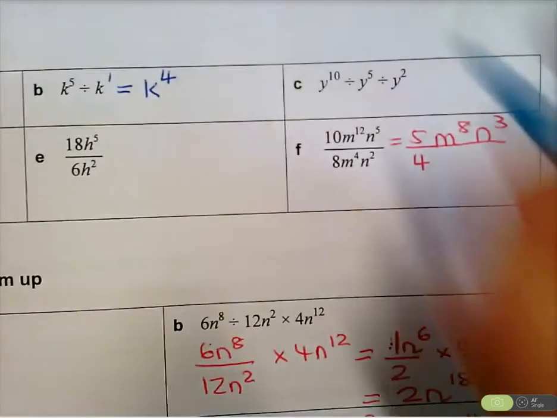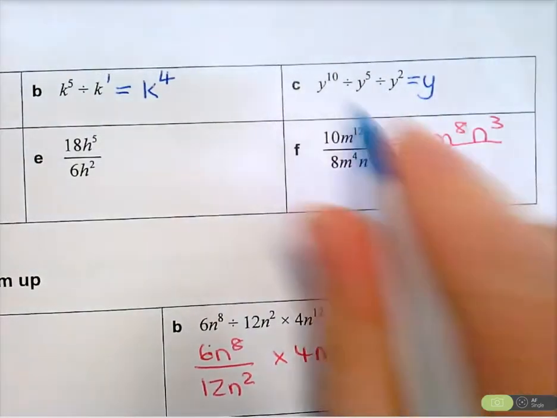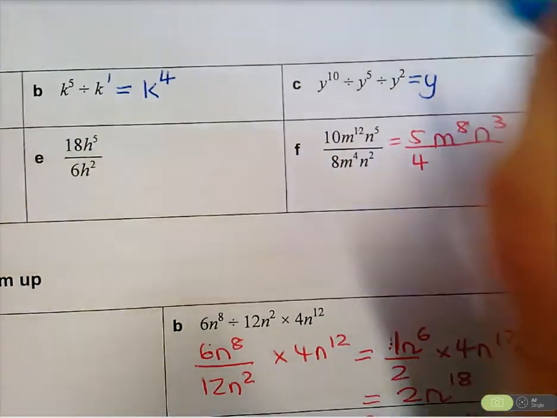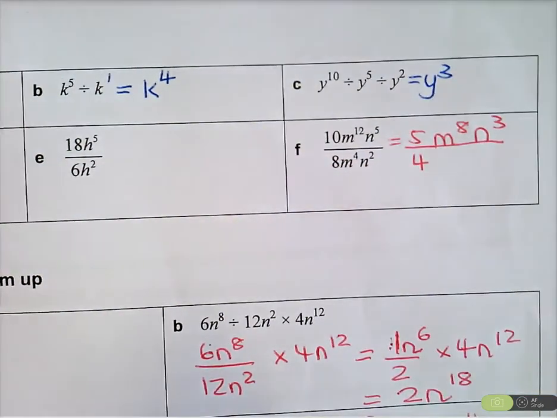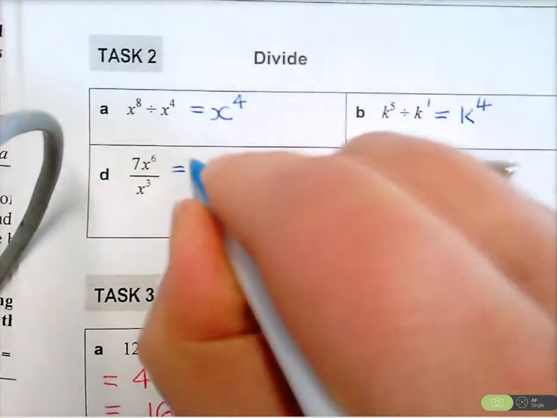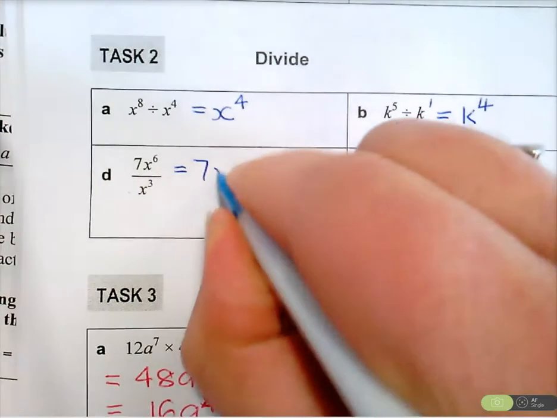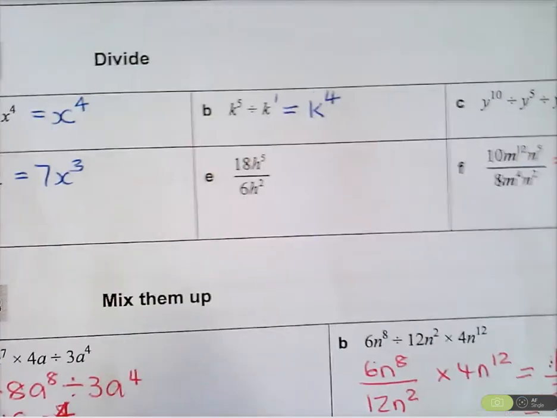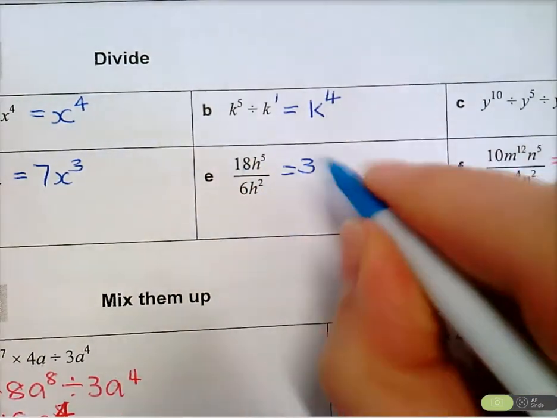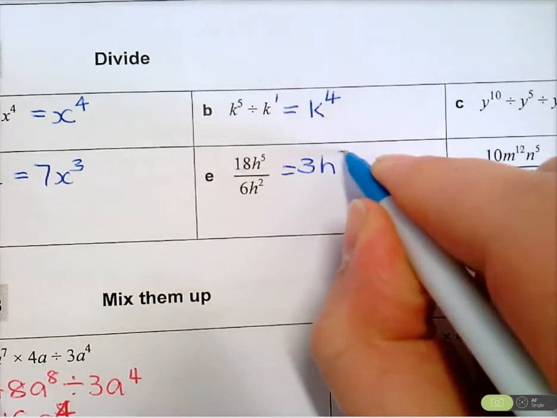This one. What do you do with all these? You go 10 minus 5 minus 2, 3. We keep going. 7 divided by 1 is 7. x cubed. The next one, numbers first. 18 over 6 is 3. h to the power of 3.